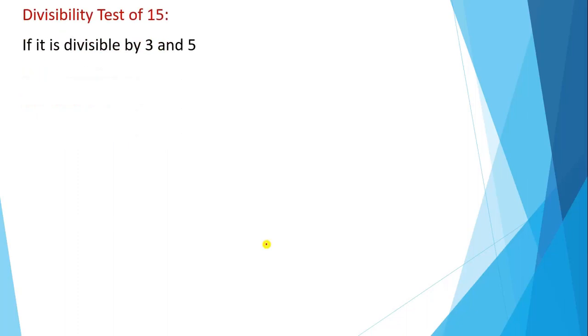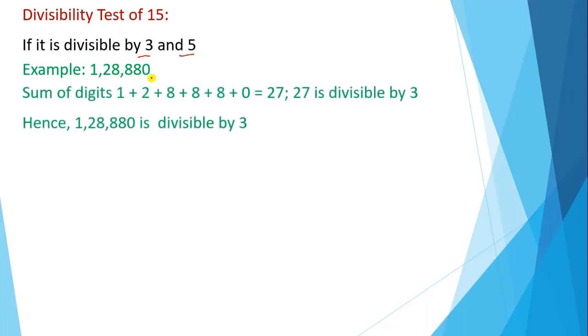In the same way we have one more divisibility test, that is 15. If a number is divisible by 3 and 5, then that number is divisible by 15. So we'll take an example, 1,28,880. Let's find the sum of the digits. Again we get the sum as 27. We know that 27 is divisible by 3. Hence 1,28,880 is divisible by 3.